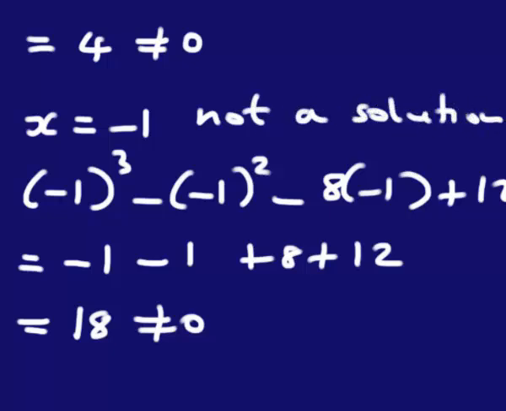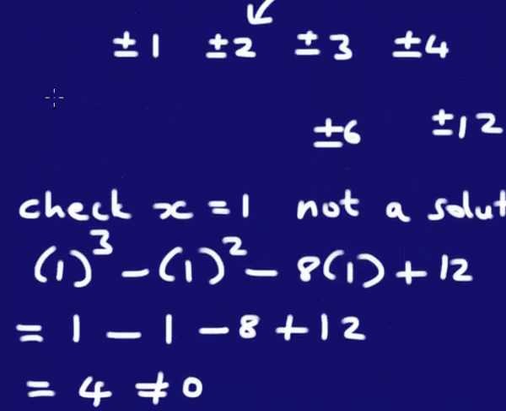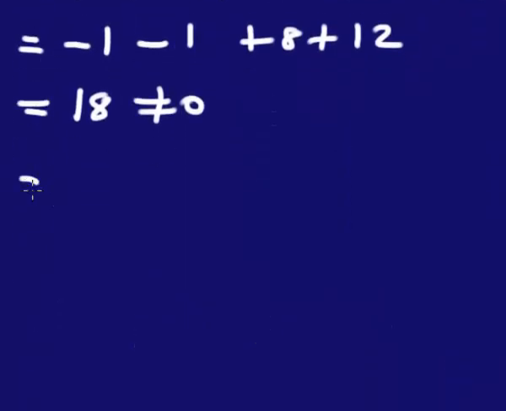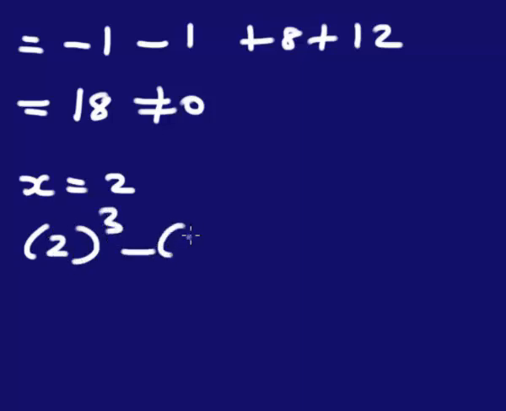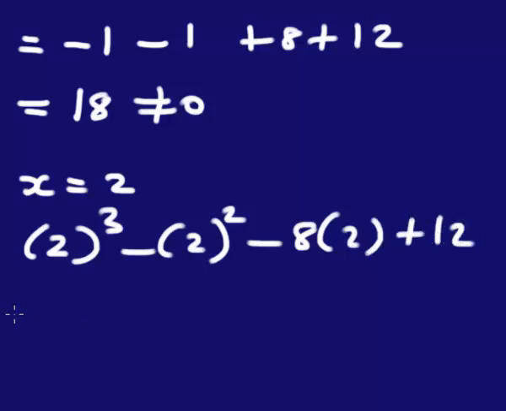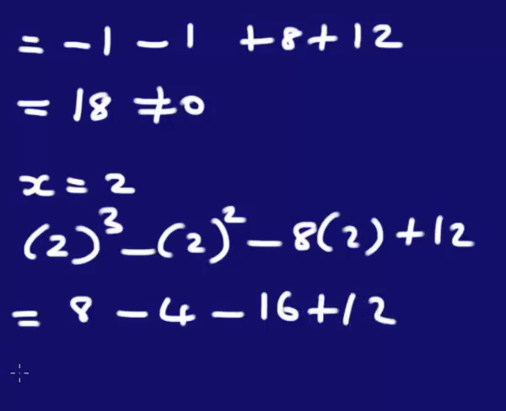Alright, so should we go on to try 2? These didn't work, so we've sorted out those. Let's try the 2 and the minus 2 and see if that gives us a solution. Let's try x equals 2. Let's plug it in: 2 cubed minus 2 squared minus 8 times 2 plus 12. So what does that give us? 8 minus 4 minus 16 plus 12. And guess what? 8 minus 4 is 4, minus 16 is negative 12, plus 12 is 0. What a pleasure.